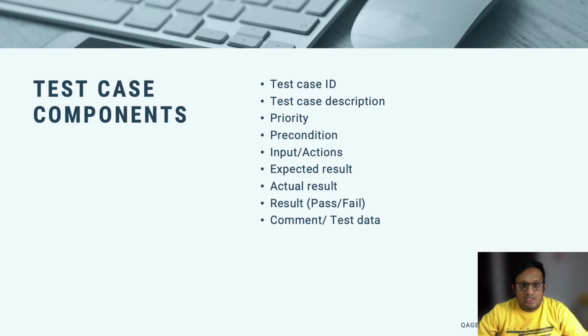When you execute the test case on the application, you are going to fill out the actual result, and then based upon a comparison between the expected and the actual result, you are either going to call out this test case as a pass or a failed test case, which you are going to document in the result column. And if there are any special comments or any test data that you need to mention, that is going to be a part of the comments and the test data column.